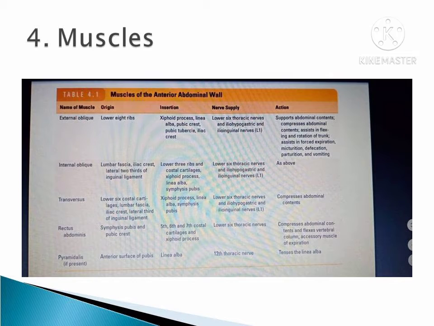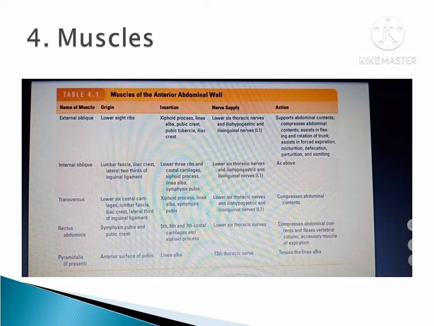Its action is to support abdominal contents, compress abdominal contents, assist in flexing and rotation of trunk, assist in forced expiration, micturition, defecation, parturition and vomiting.